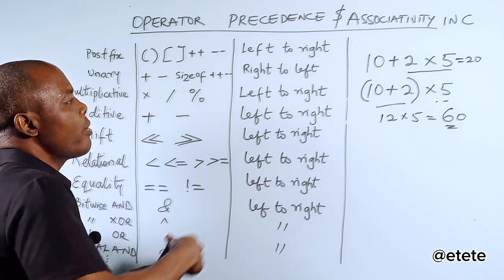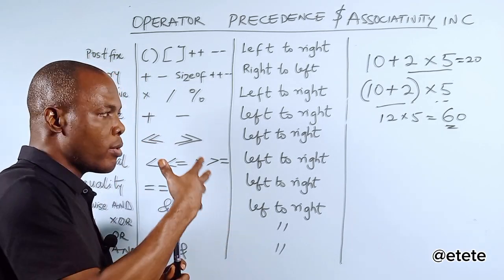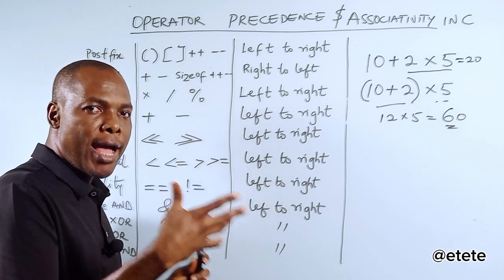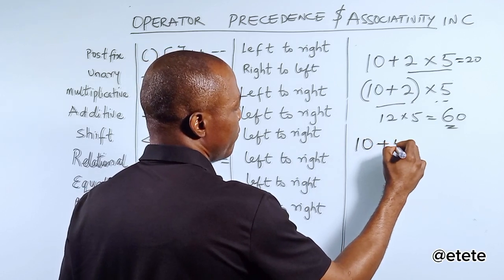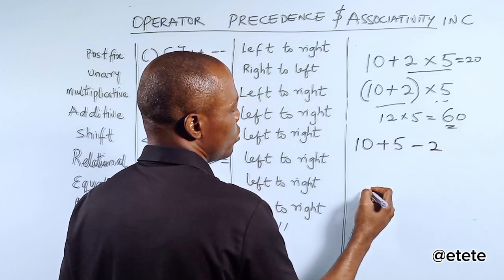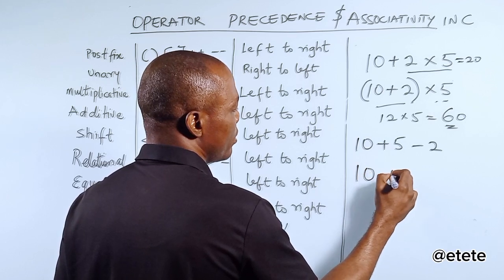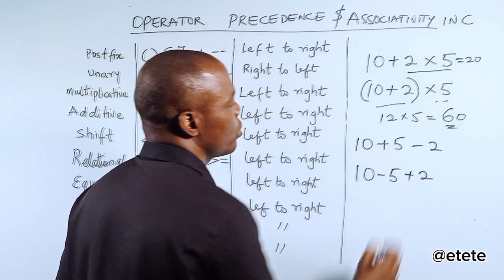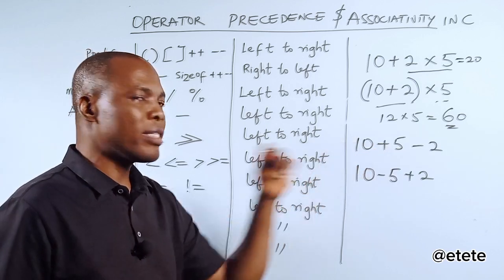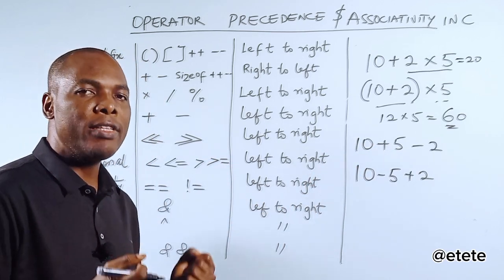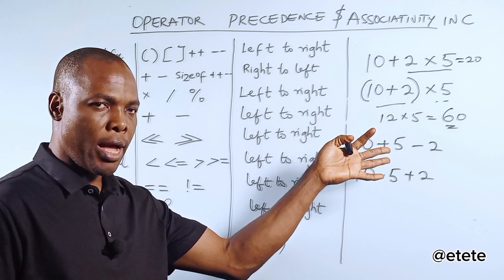Now, when you have the same operators in an expression, how do you do them? For example, you have 10 plus 5 minus 2, right? 10 minus 5 plus 2. How are you going to work this out? The plus and the minus have the same precedence. They are having the same power. So how are you going to resolve this expression?